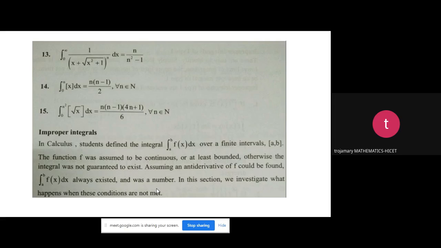So in calculus, students define the integral a to b, that is called a definite integral, over a finite interval ab. The function f was assumed to be continuous or at least bounded; otherwise, the integral was not guaranteed to exist. Assuming an antiderivative of f could be found, integral a to b f of x dx always existed and was a number. In this section, we investigate what happens when these conditions are not met. Then that integral is called an improper integral. Improper integral means the limit is not finite, as well as the given function is not continuous.